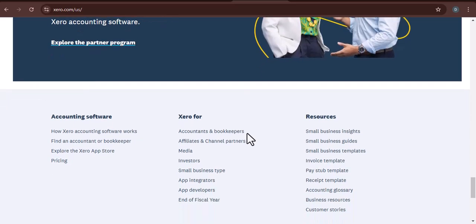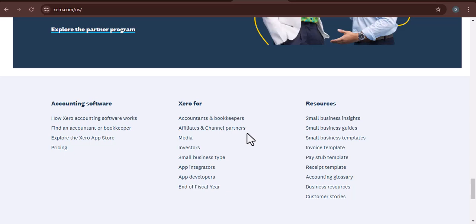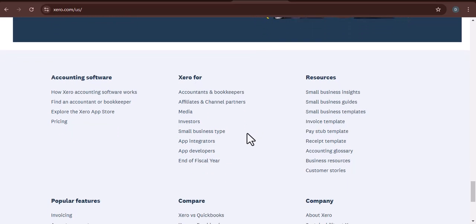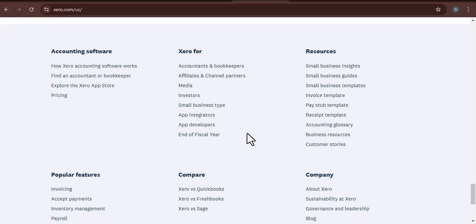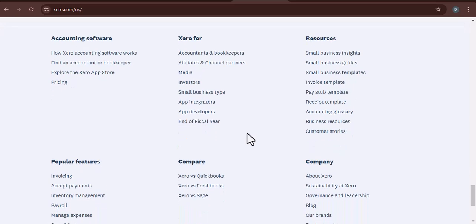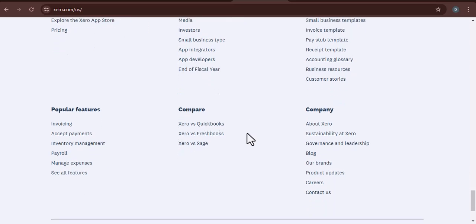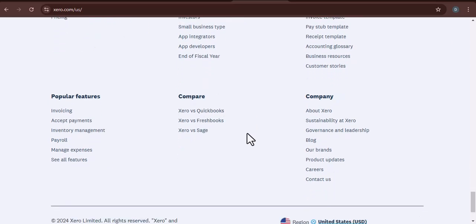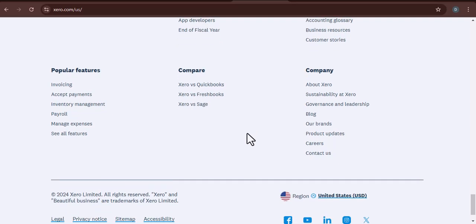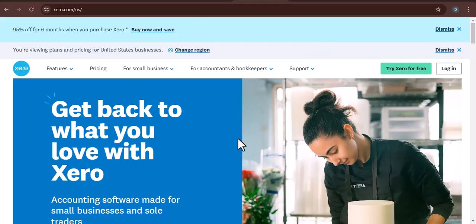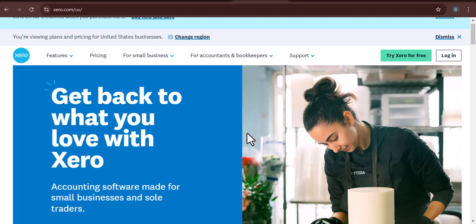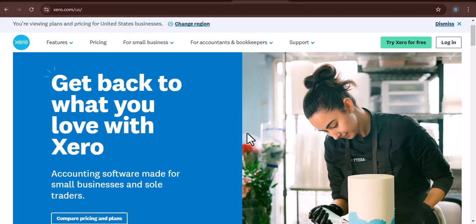Now, let's talk about some important considerations. Firstly, accuracy is paramount. Double and triple check all the figures you enter to avoid errors. Inaccurate starting balances can lead to significant problems down the line. Secondly, keep your records organized. Maintain clear and up-to-date records of all your financial transactions to ensure a smooth and accurate reconciliation process.